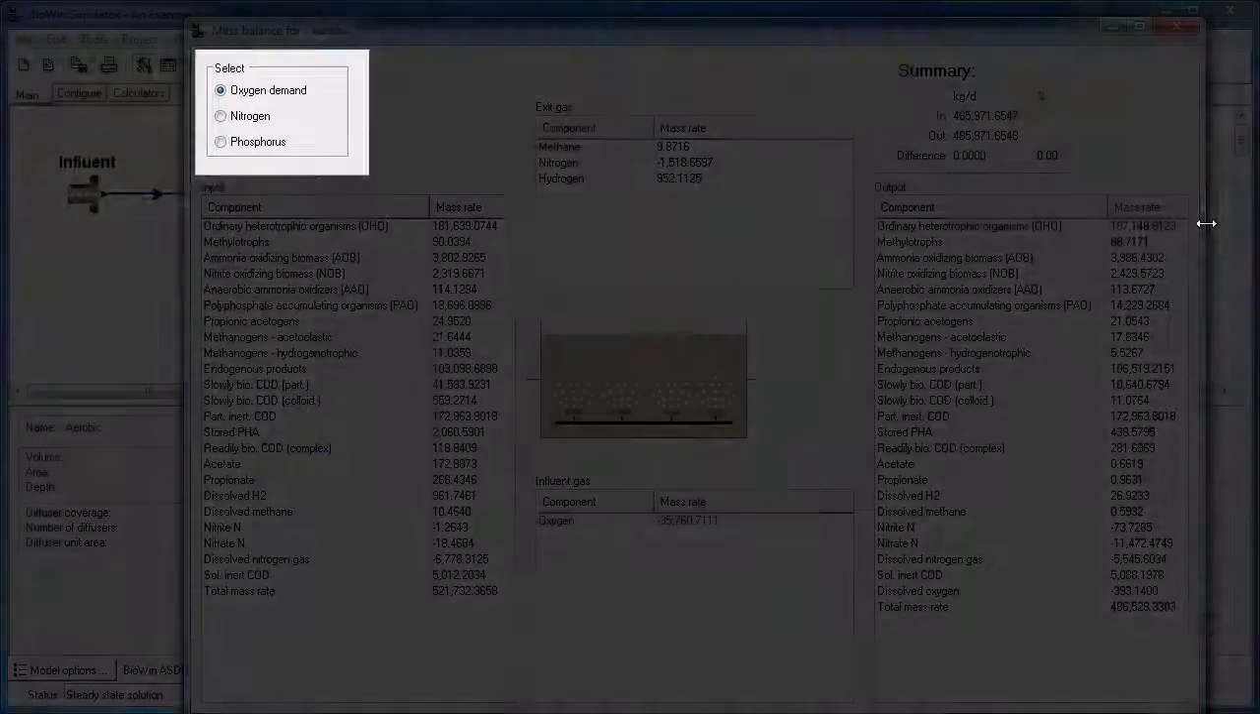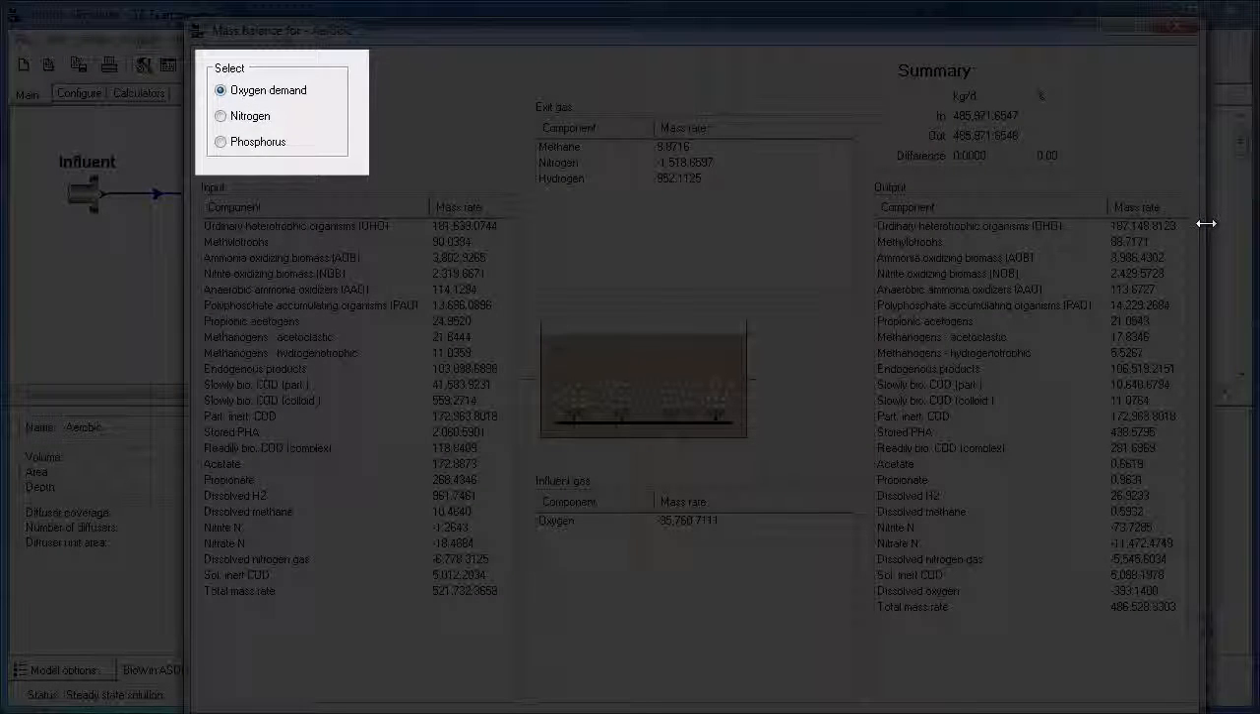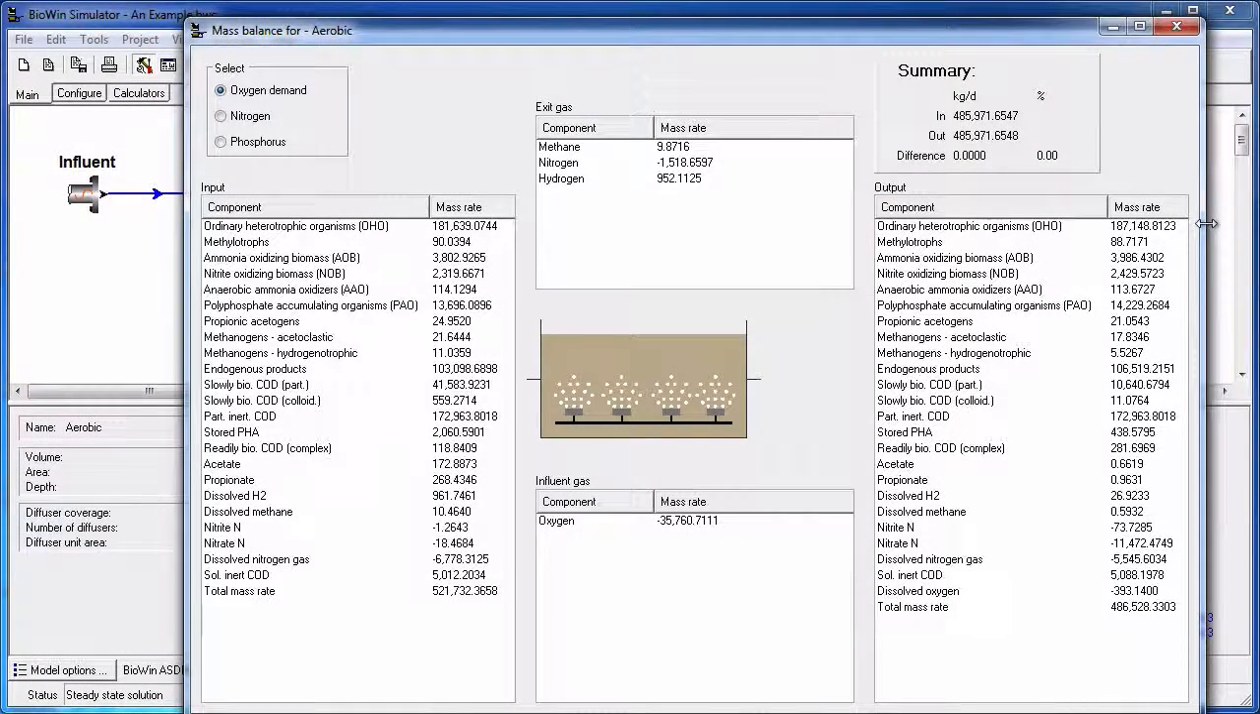In the Select radio button group, you can choose which material you would like to view the mass balance for. For this example, I'm going to leave the oxygen demand selected. This means that all of the mass rates listed are reported in terms of COD units. If your project is using an SI unit basis, then the mass balance will be in units of kilograms per day. If you are working with US units, then the mass balance will be in units of pounds per day.